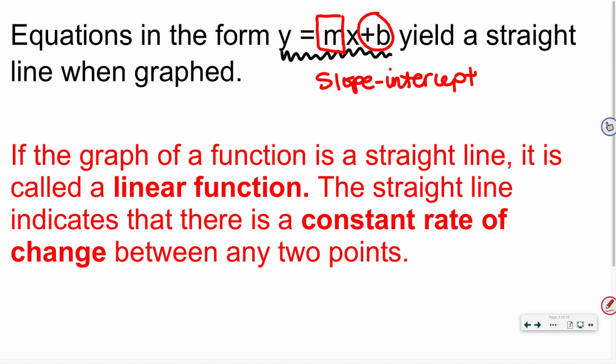So as you're writing, if you're thinking about linear functions having a constant rate of change, you could probably assume what type of change a nonlinear function might have. If you know that a linear function is constant, what do you think a nonlinear function would be? Not constant, exactly. And we're going to spend today identifying what that would look like in an equation, in a table, and in a graph. So what's in red, we should have written: if the graph of a function is a straight line, it is called a linear function. The straight line indicates that there is a constant rate of change between any 2 points.